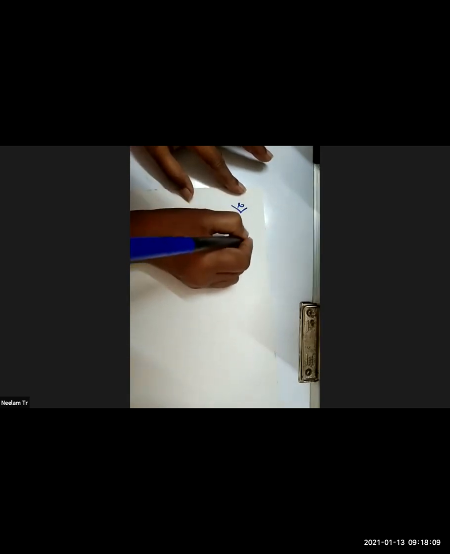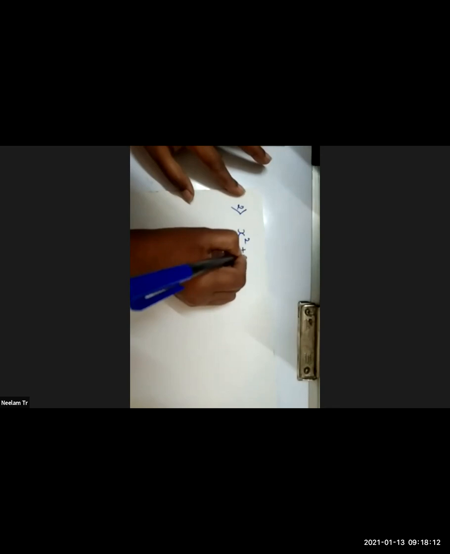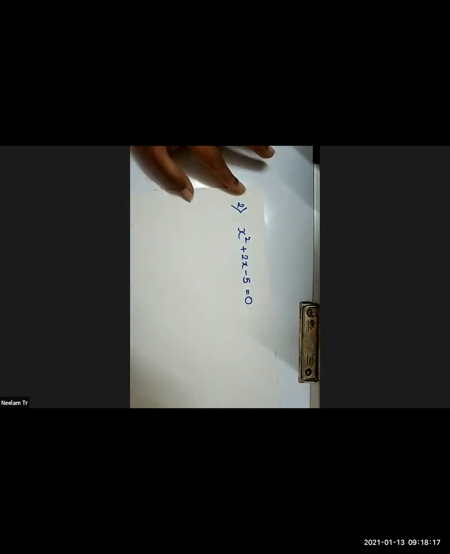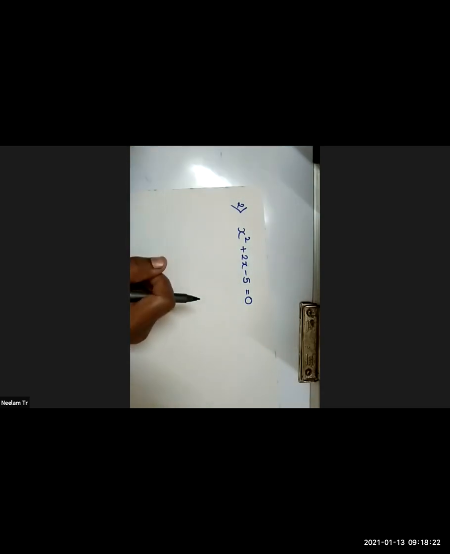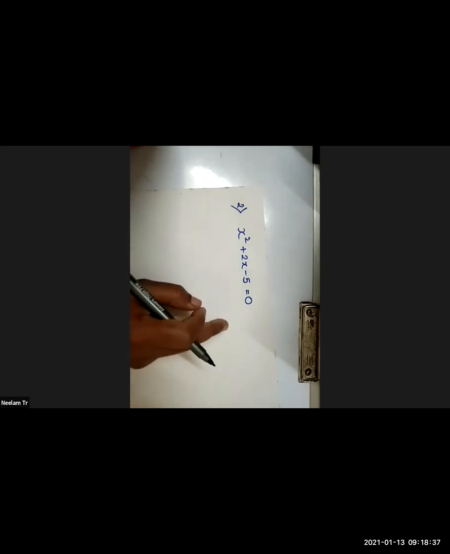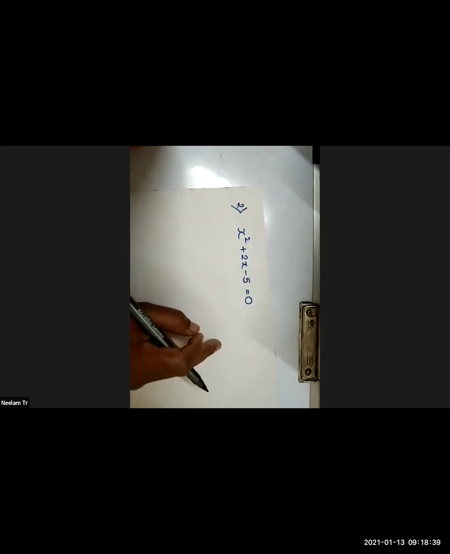That is x square plus 2x minus 5 is equal to 0. Tell me, is this a complete square? No, this is not a complete square. The first step is you have to make it a complete square. For that, what do we do to make it a complete square? Half into the coefficient of x, the whole square.